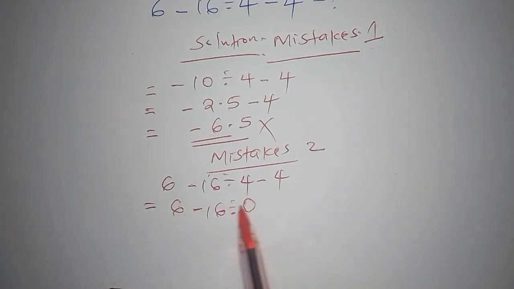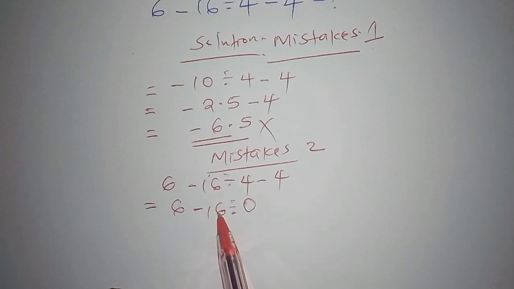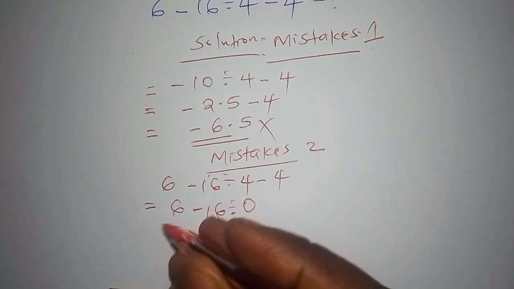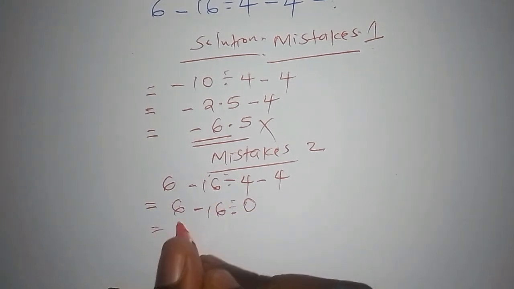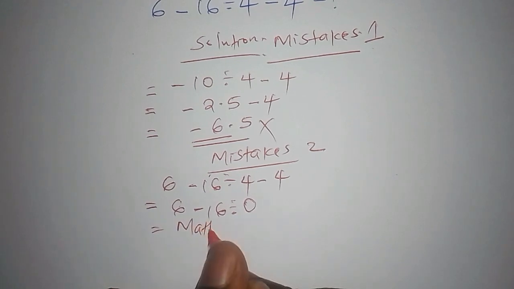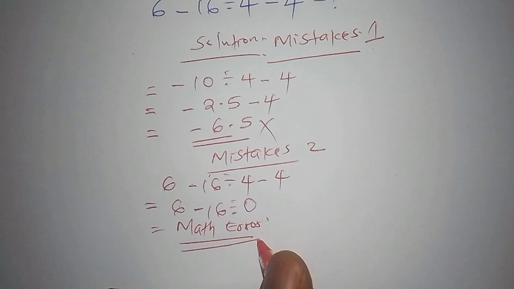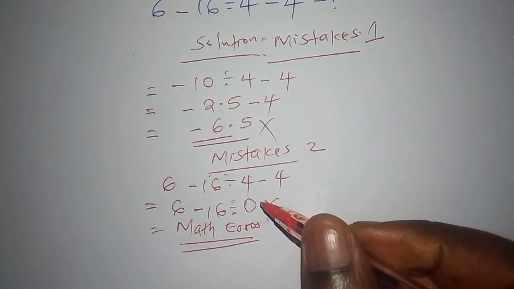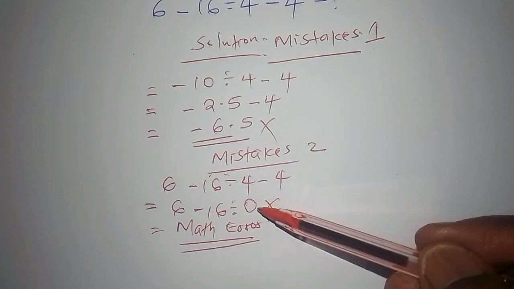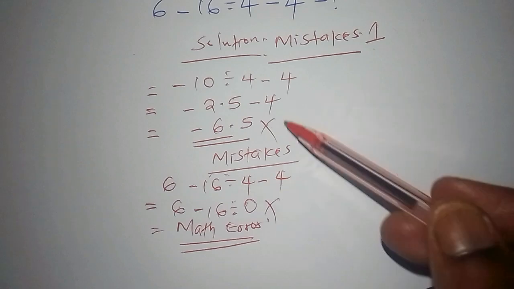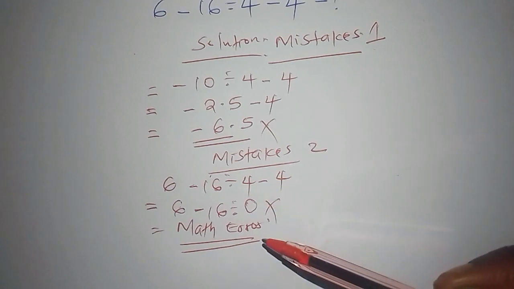Now the math problem becomes 6 subtract from 16 divided by 0. This is automatically a math error. Even if you use a calculator, no calculator will be able to calculate this type of mathematics. So these are the answers that most of them were likely to get or to score.